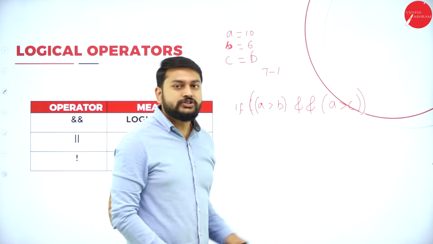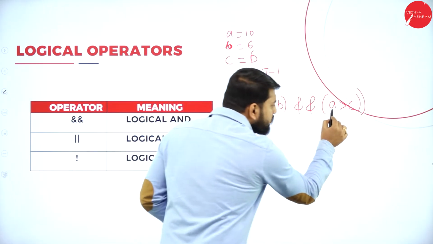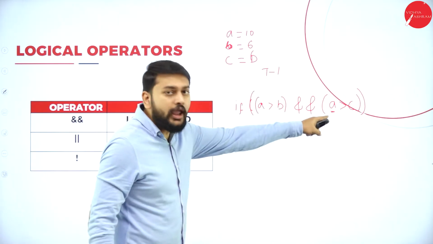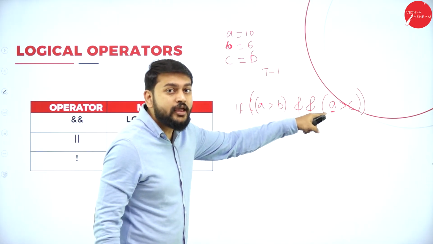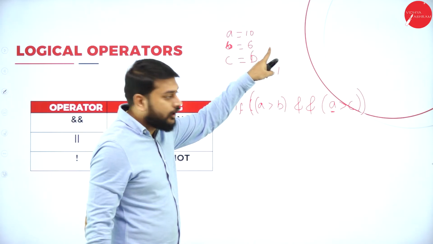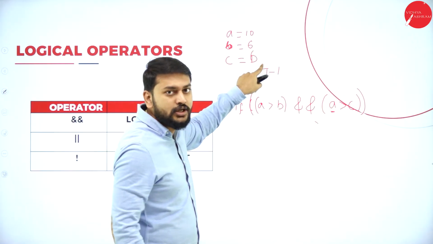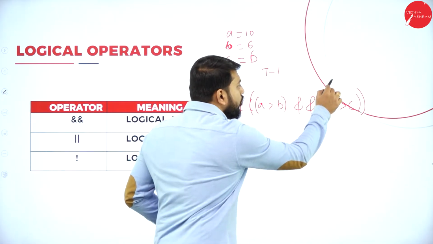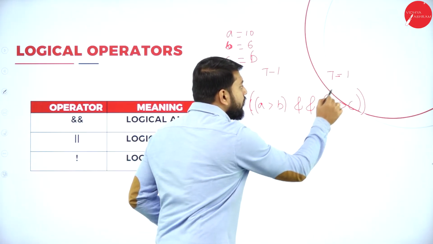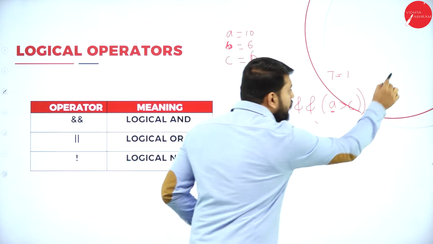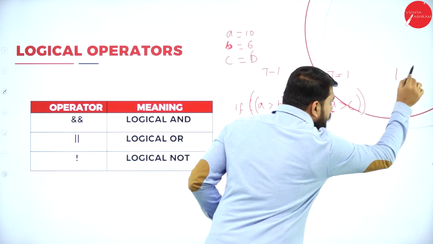So it will go to the next condition. What is the next condition that I have? A. What is this A? A value is 10. I'm checking for greater than, so 10 is greater than 6. Is it true? Yes, it is true. True in the sense it is 1. So 1 into 1, it will return 1. So 1 in the sense true.